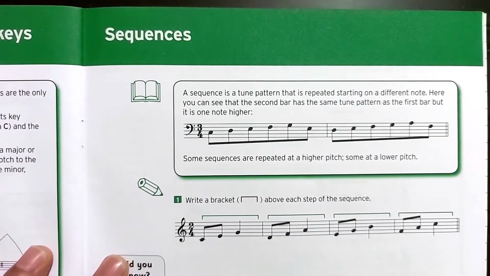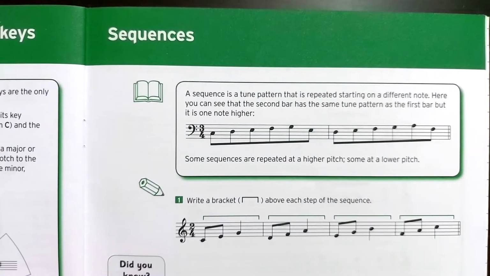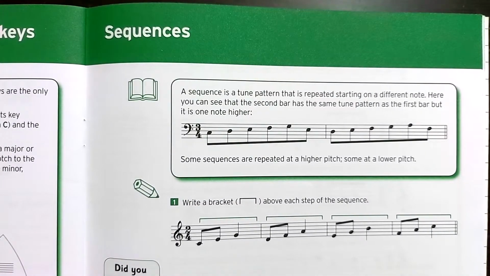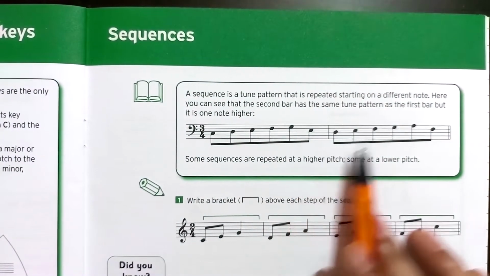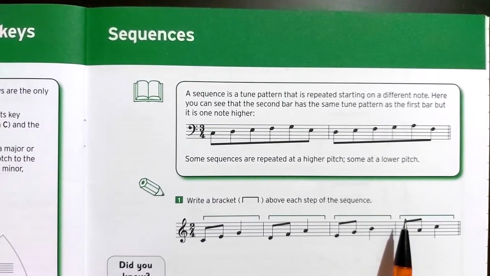So today our topic is sequence. What is a sequence? You can relate it to ostinato, which we learned in grade one. They are the same, but the only difference is that in ostinato you repeat the pattern in the same pitch, whereas in a sequence you have to change the pitch. Either you go high or you go low. That is the only difference between ostinato and sequence.